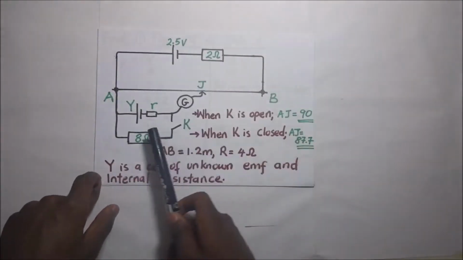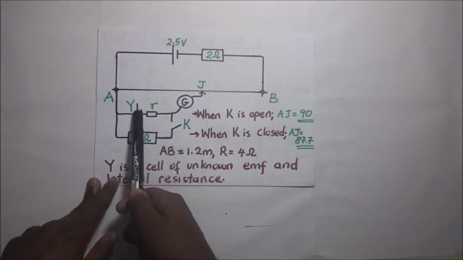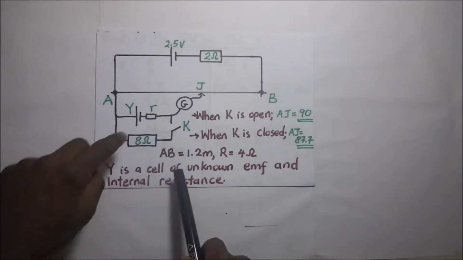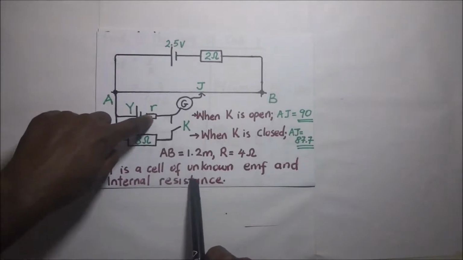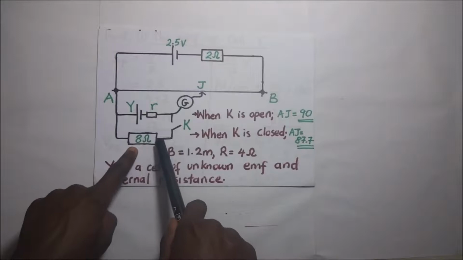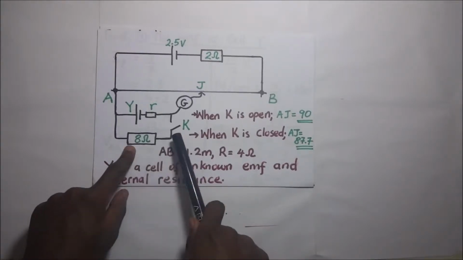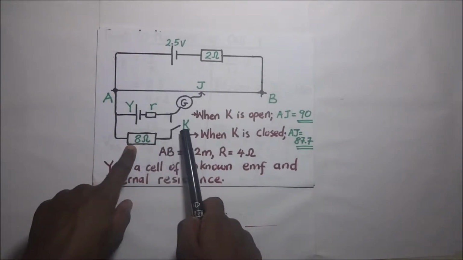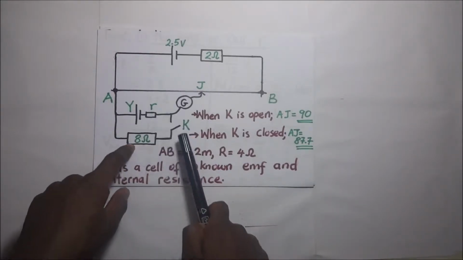And in the secondary circuit, we have a cell Y, which has an unknown EMF and an unknown internal resistance that we have represented by small letter r. Of course, it also has another resistor of 8 ohms, and this is connected to this part with a switch K, which can be closed and opened.